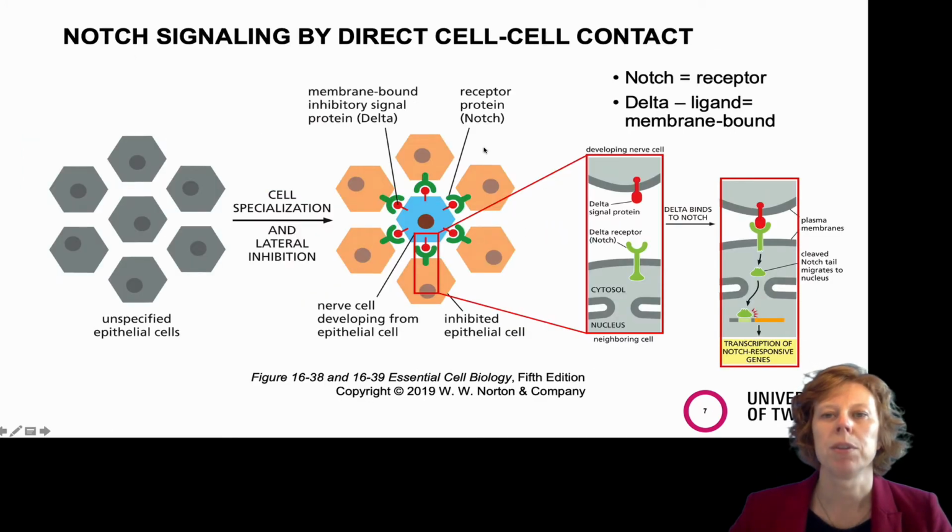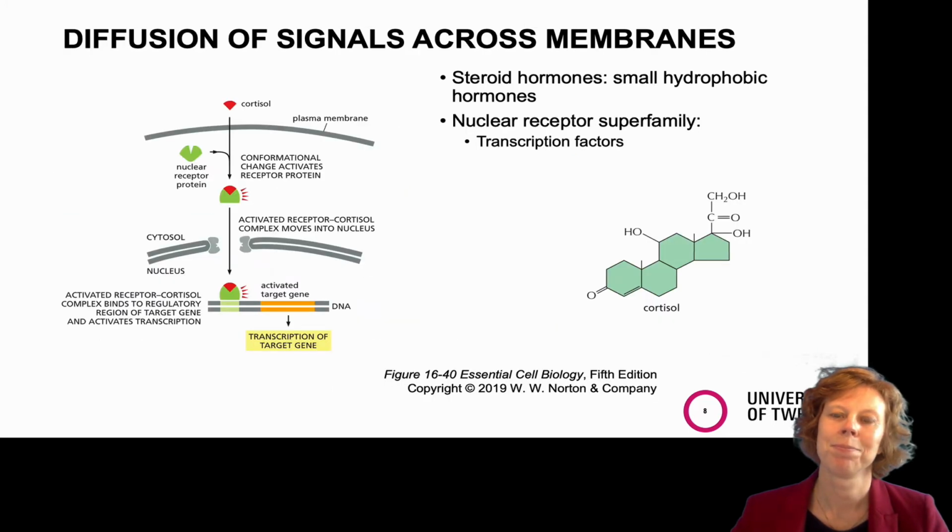In this example of contact-dependent signaling, a Notch receptor on the cell surface can interact with ligand Delta on an adjacent cell. Delta binding to Notch activates the receptor, which is then cleaved, and its cytosolic tail is free to move to the nucleus, where it acts as a transcription regulator. This type of contact-dependent signaling is found in tissue development and tissue patterning.